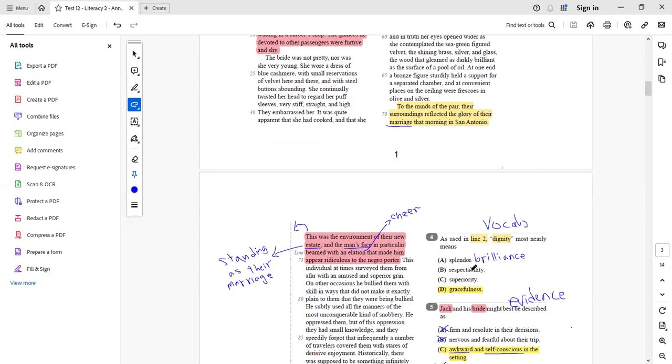Respectability would not describe motion. Superiority would not describe motion. But gracefulness will describe motion. Gracefulness is a word to describe motion.